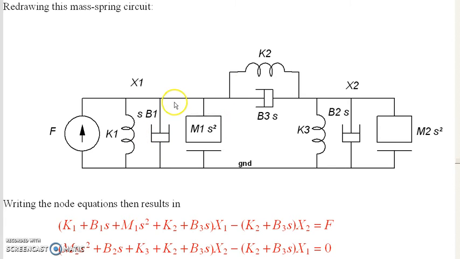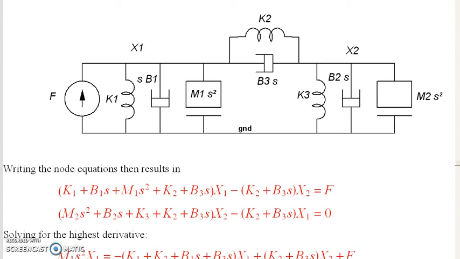When they're admittances, one way to write the node equations is it's all the admittances attached to the node times x1, minus the admittances between nodes times x2, is the current to the node. That's this equation. At node 2 it's the admittances attached to the node times x2, that's these, minus the admittances between nodes times x1, is the current to the node, 0 in this case. So I've got my two equations that describe the equations of motion.